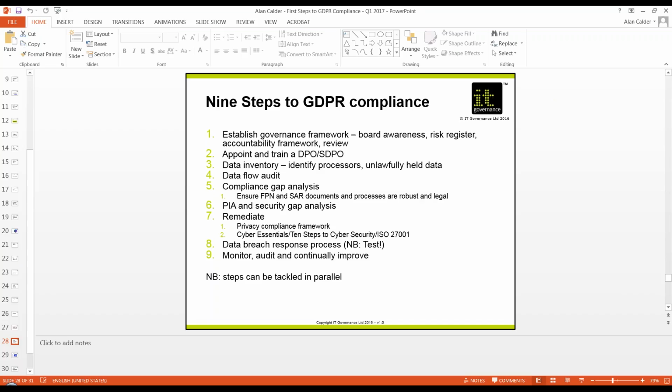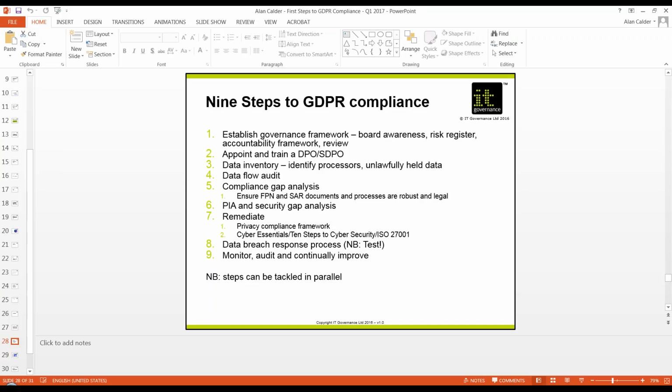And then finally, monitor, audits, and continually improve. Whatever you put in place in the first instance won't be perfect, but it will, with a bit of luck, be adequate. Monitor how well it works, improve it, look for ways of making it work better, and over time, your privacy information management system will become more and more effective in terms of helping the organization meet its objectives.